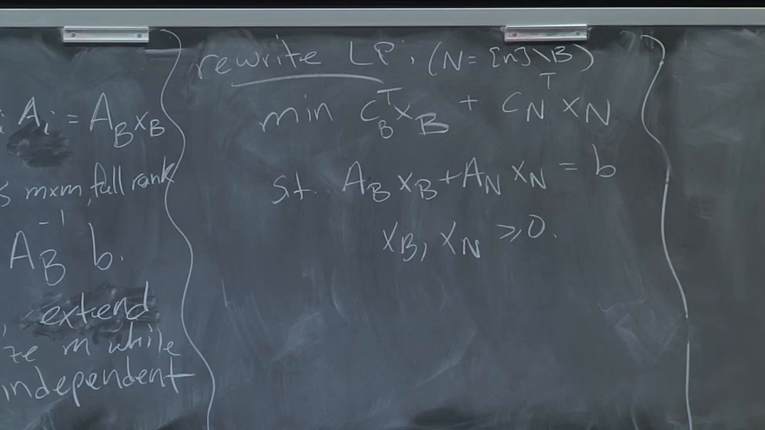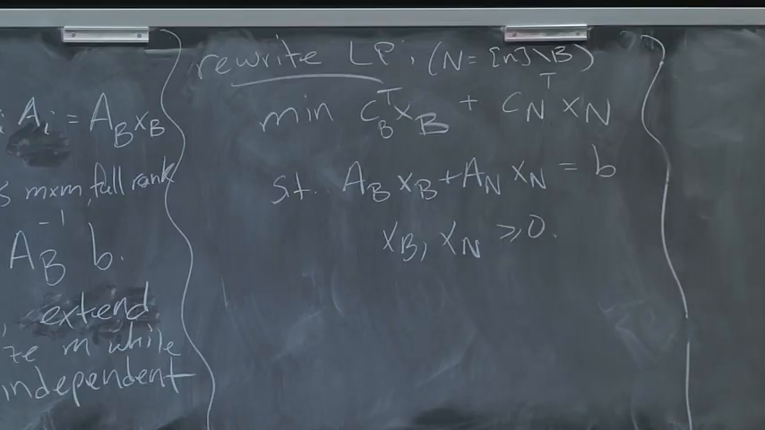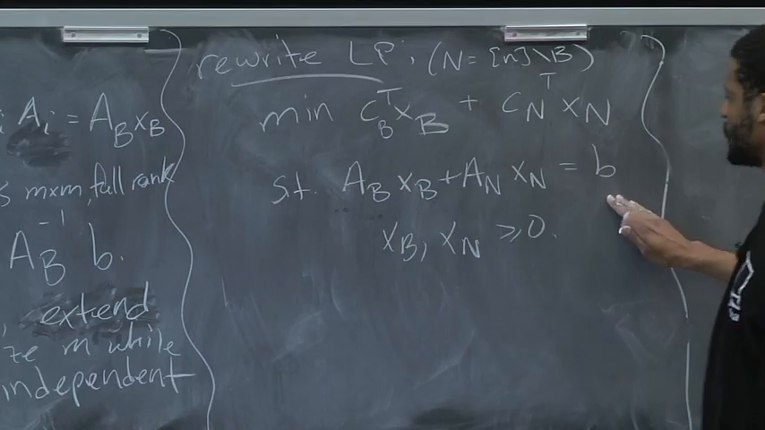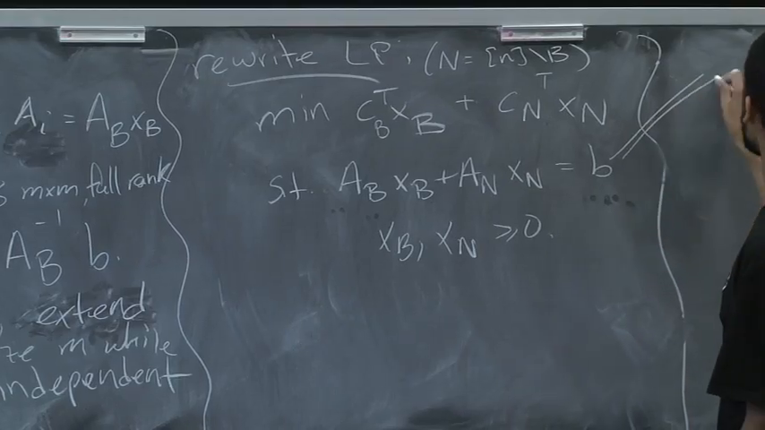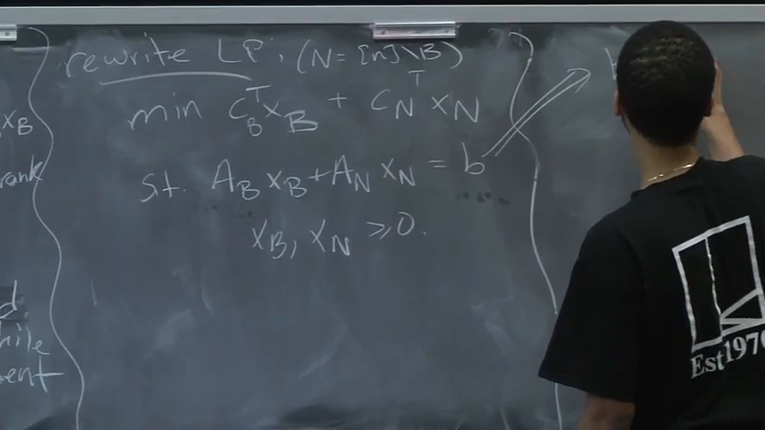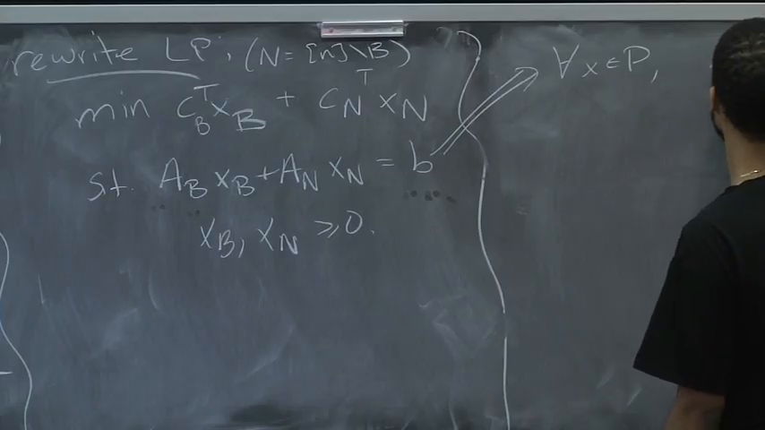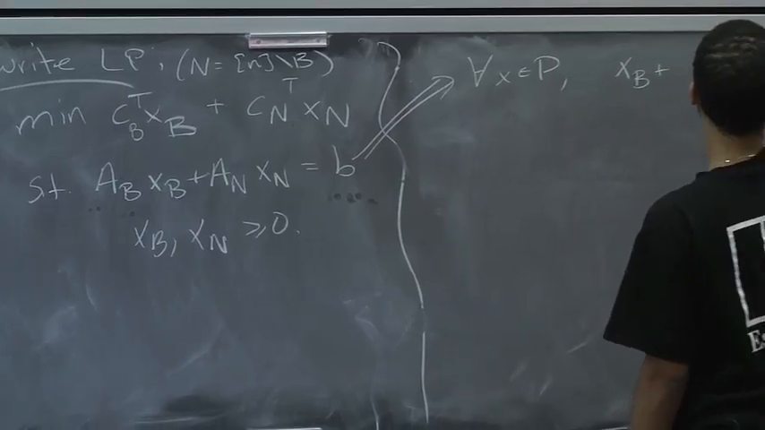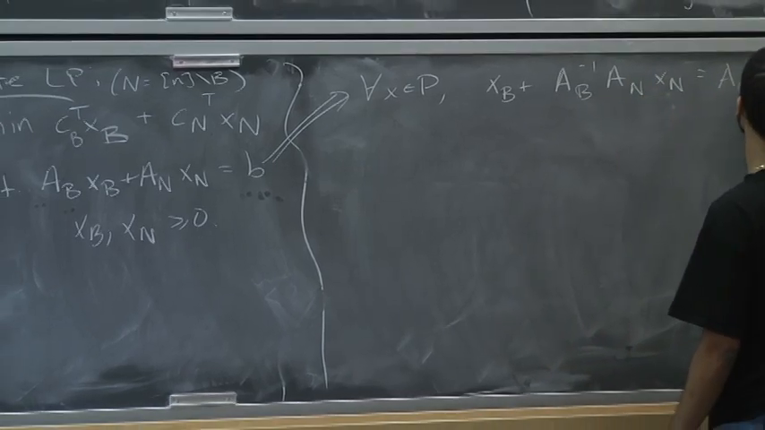And also notice that, good. So if I apply AB inverse to this equality here, this implies that for all x and b, xB plus AB inverse AN xN is equal to AB inverse b.